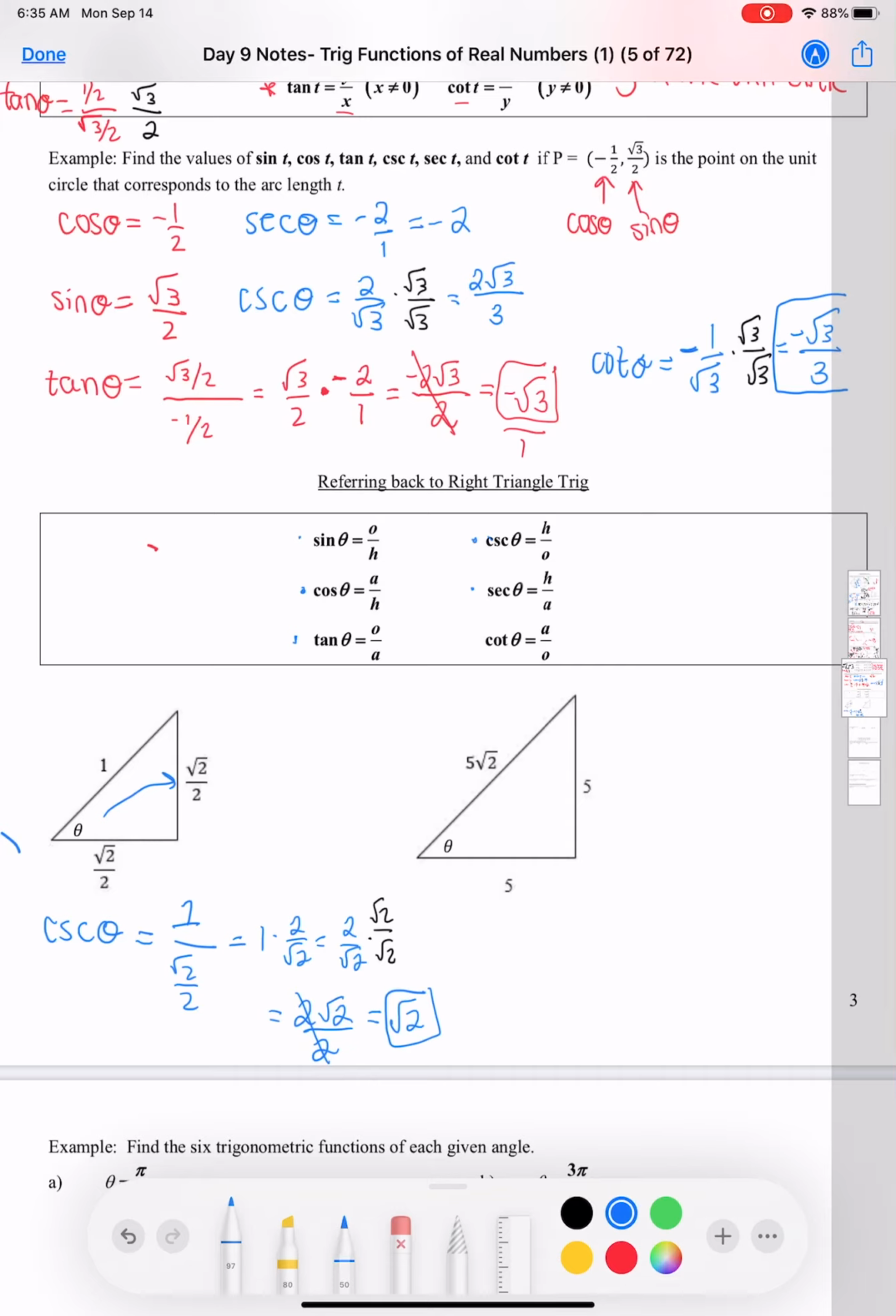Okay, now let's say I'm looking at the second triangle and I'm going to find secant of this angle theta here. Secant is going to be hypotenuse over adjacent, opposite of cosine. The hypotenuse here is 5 root 2, and the adjacent side to this angle is 5. Those 5s would cancel out, and it would equal root 2. So just a couple examples of how to find them from given triangles.